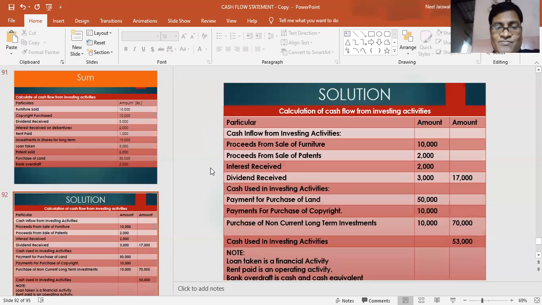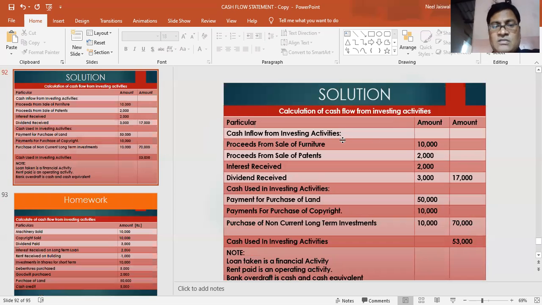Let's do the sum, students. Cash inflow from investing activities: proceeds from sale of furniture, 10,000 given. Proceeds from sale of patents, 2,000 given. Interest received 2,000 given. Dividend received 3,000 given. When we add these all, we get 17,000.